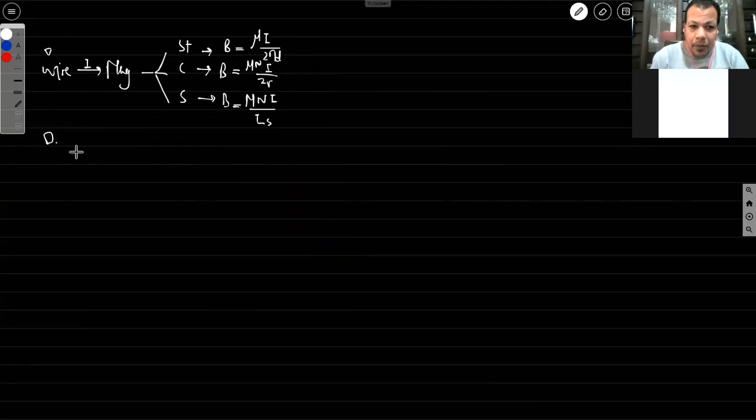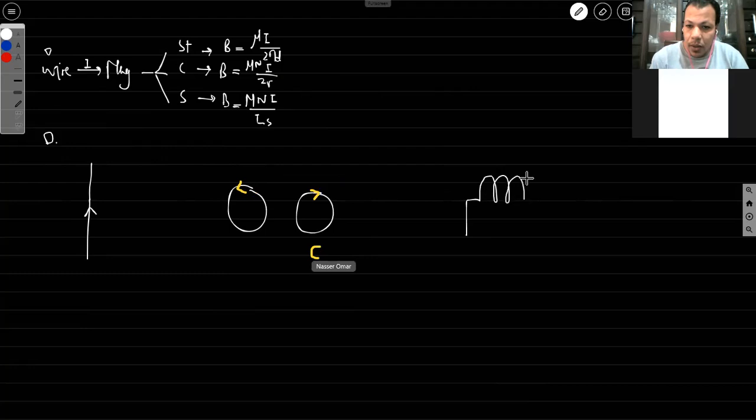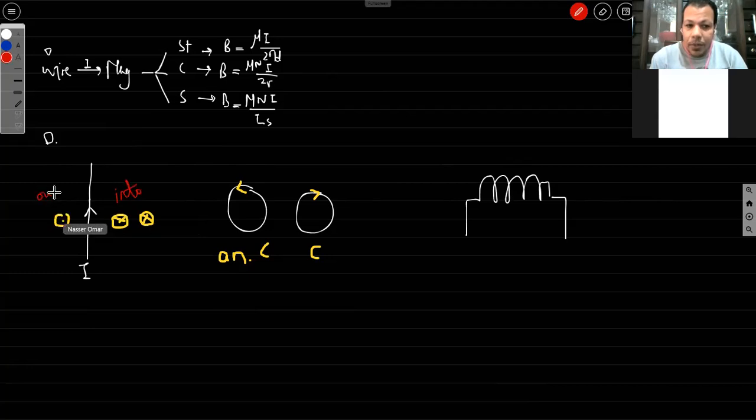For the direction, again, we have three cases: the straight line wire, the coil clockwise and coil anticlockwise, and the solenoid. In case of a straight line wire with a current from down to up, we said that always this side will be into the page, and here we have out of the page. For clockwise, we have south. For anticlockwise, we have north. So this one will be out of the page, and this is into the page.